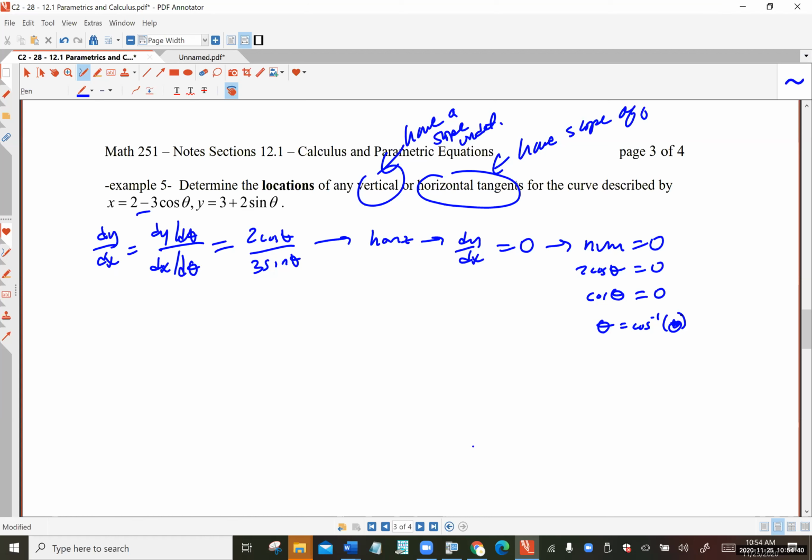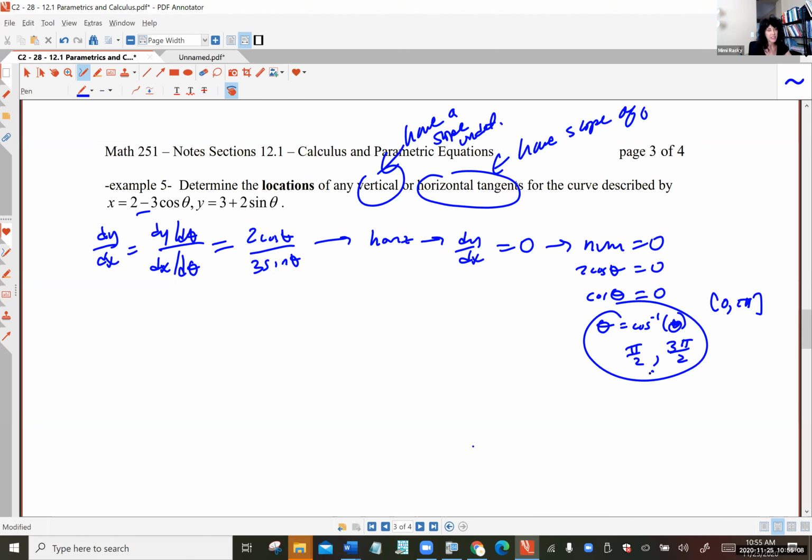Pi over 2. Good. Are there any other locations that have angles whose cosine value is zero? Negative pi over 2, right? Which is the same as 3 pi halves. Whichever one, let's stay with that. So those are the two horizontal-tangency spots on 0 to 2 pi, which is what I care about.